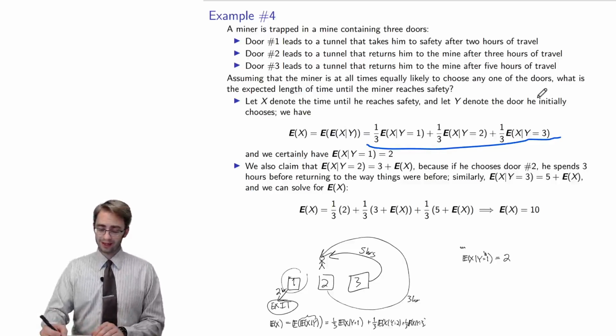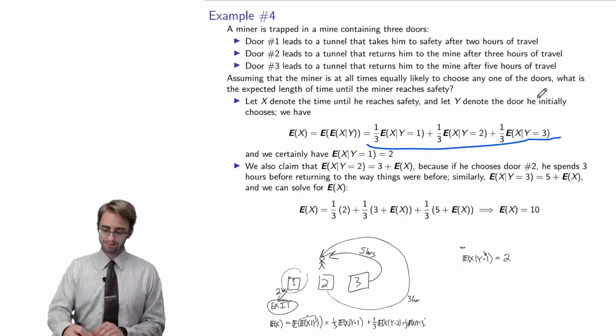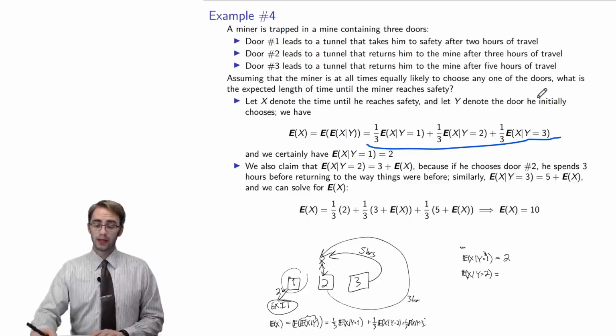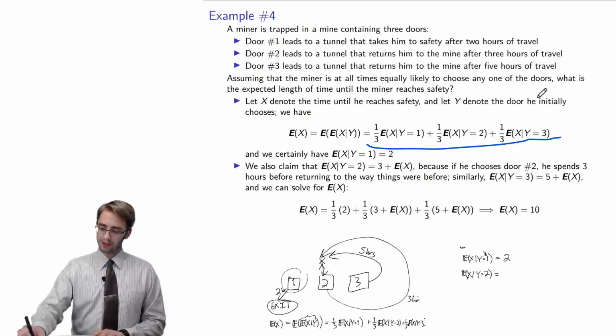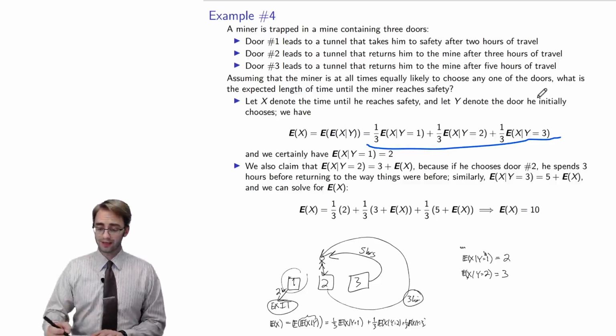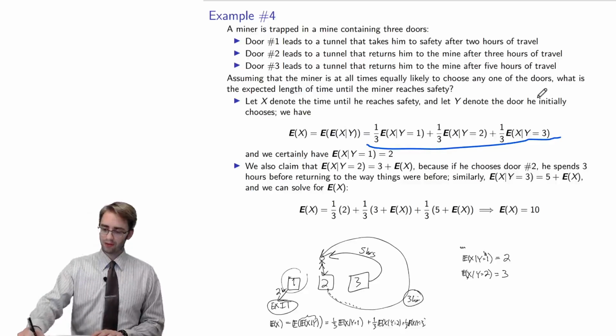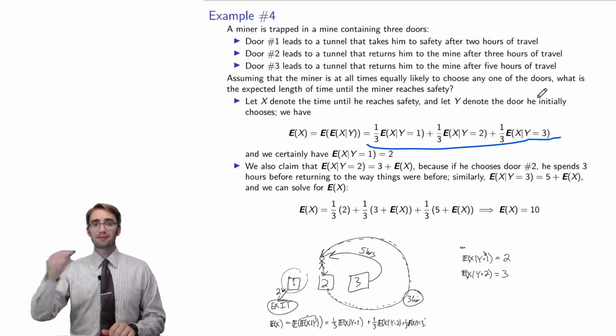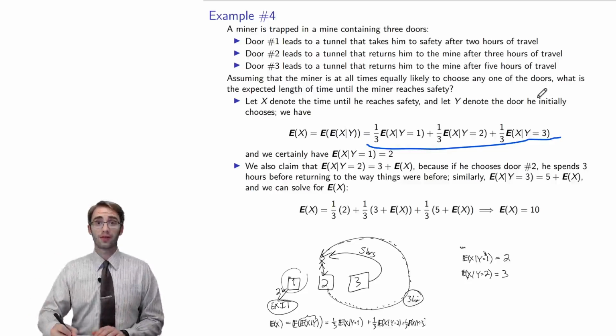What is the expected value of x given that y is equal to 2? Let's try that one. Well, what is going to happen when you do that? The miner chooses door number 2, which means that the miner is certainly going to spend 3 hours in transit because he's walking through that tunnel. We know that he's committed to that. And then what's going to happen? After the miner spends that 3 hours walking through that tunnel, he's right back where he started. He's back in a position exactly the way he was before, but he's wasted 3 hours. And so his expected time going forward is just the same as before, but plus this 3 here.